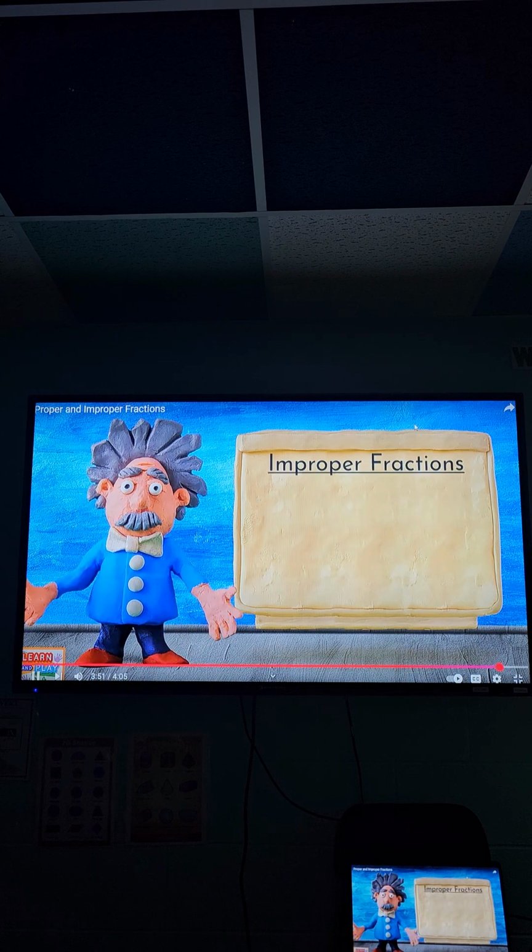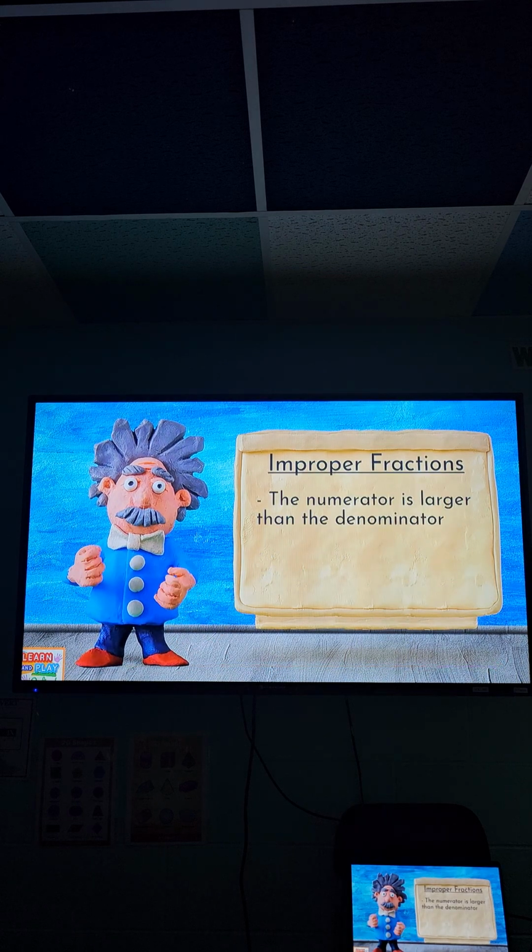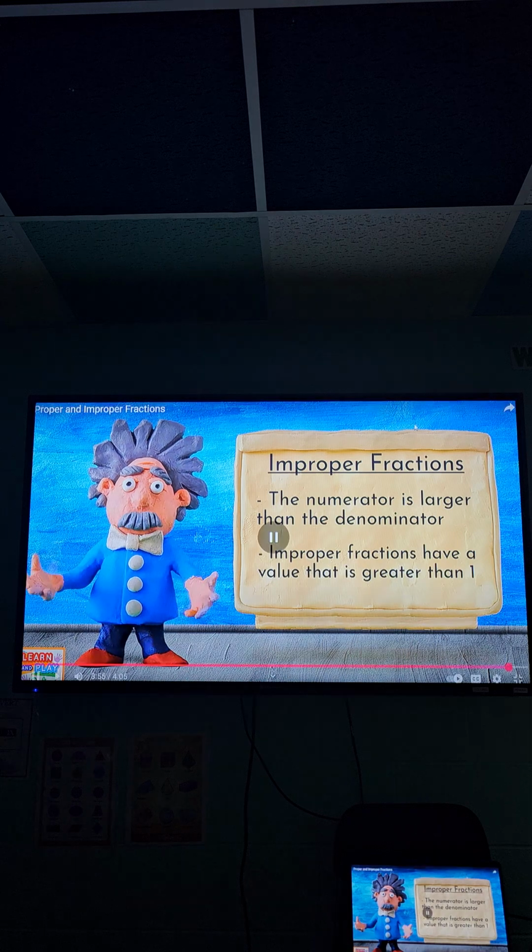In improper fractions, the numerator is larger than the denominator. Improper fractions, write that down. Improper fractions: numerator is larger than the denominator.